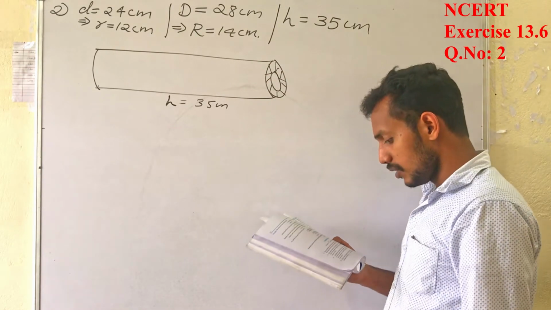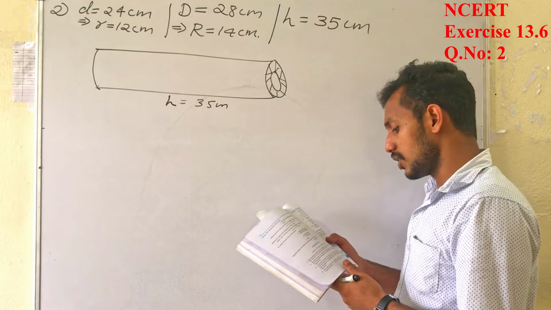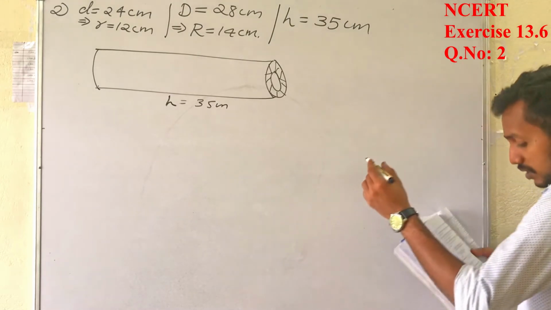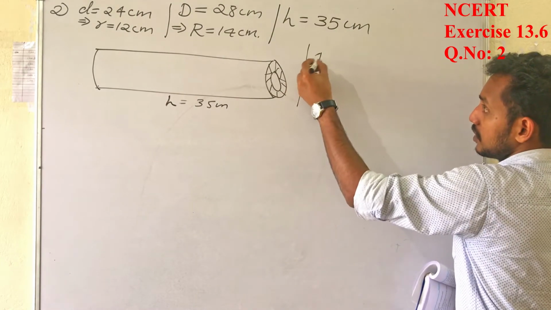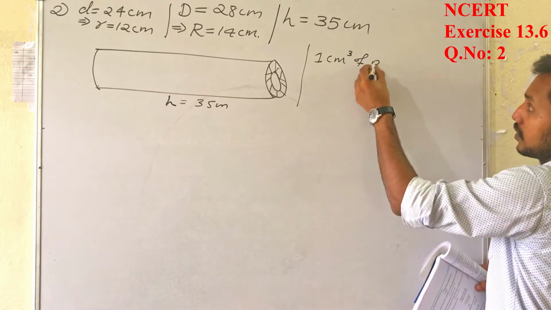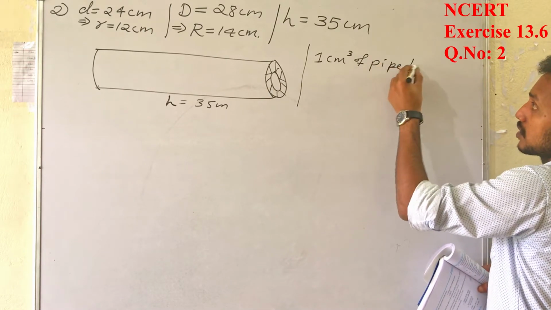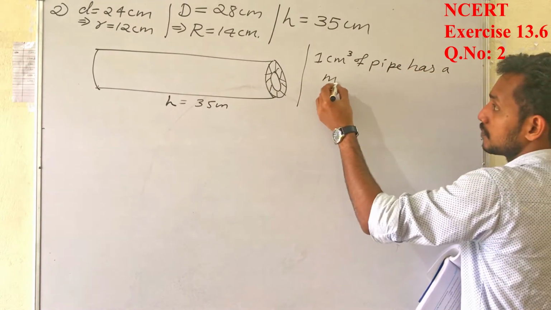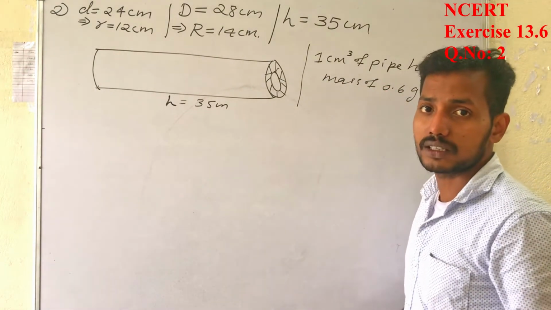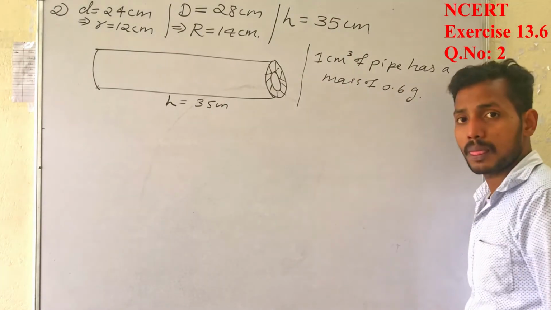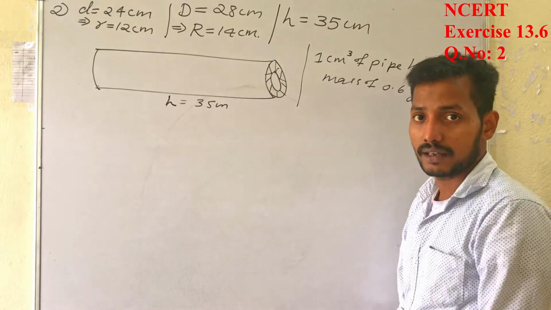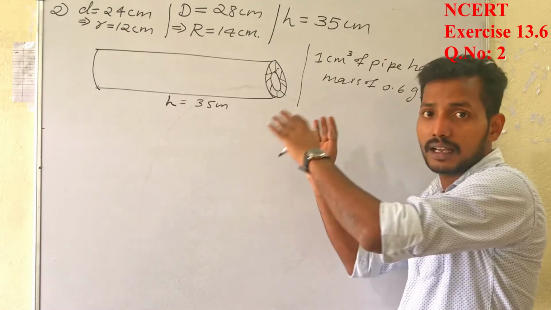Now, what is the question? Find the mass of the pipe if 1 centimeter cube of wood has a mass of 0.6 gram. Now we need to find the total mass of this pipe. So first let's find the total volume of the material in the pipe.